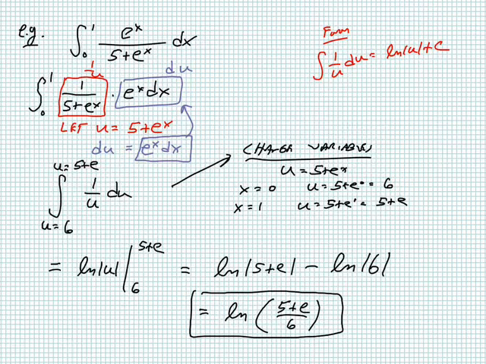Now, the reason that I dropped the absolute values is because I know that e is positive and 5 is positive. So 5 plus e is a positive number, so these absolute values are no longer necessary. And I know 6 is a positive number, so these absolute values are no longer necessary. So therefore, that's why I wrote this in parentheses here. And so this is the preferred form, as long as you know what is inside the absolute values.